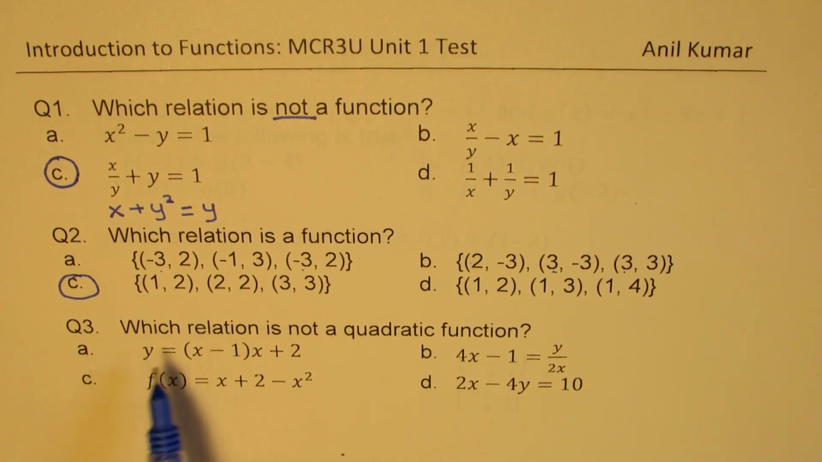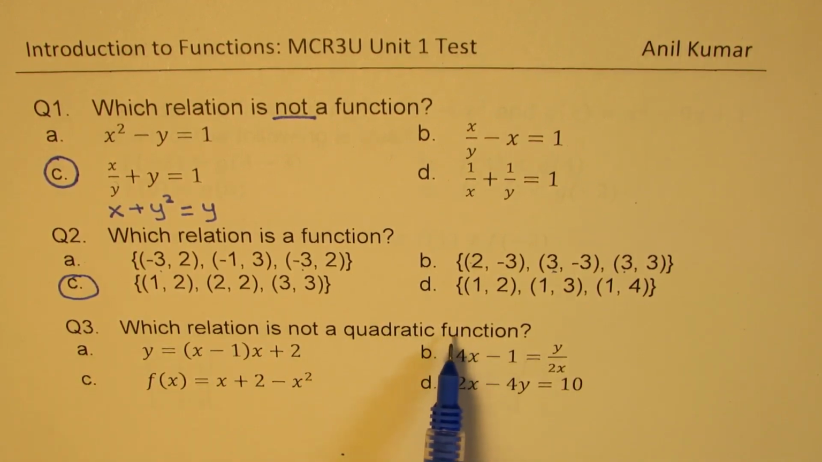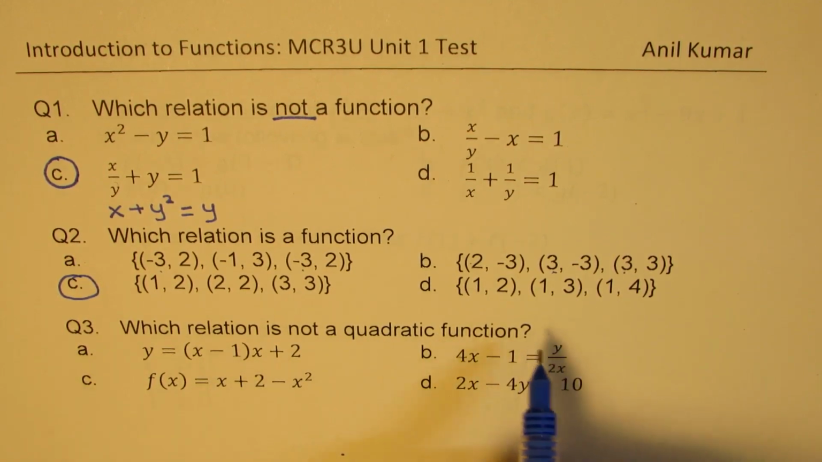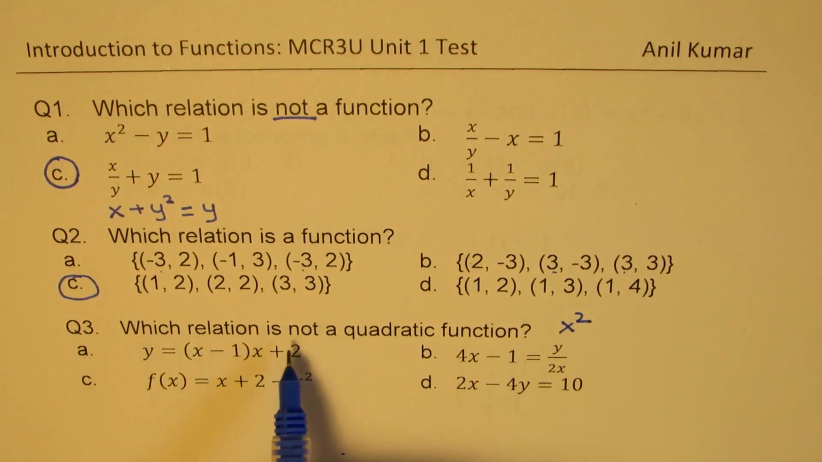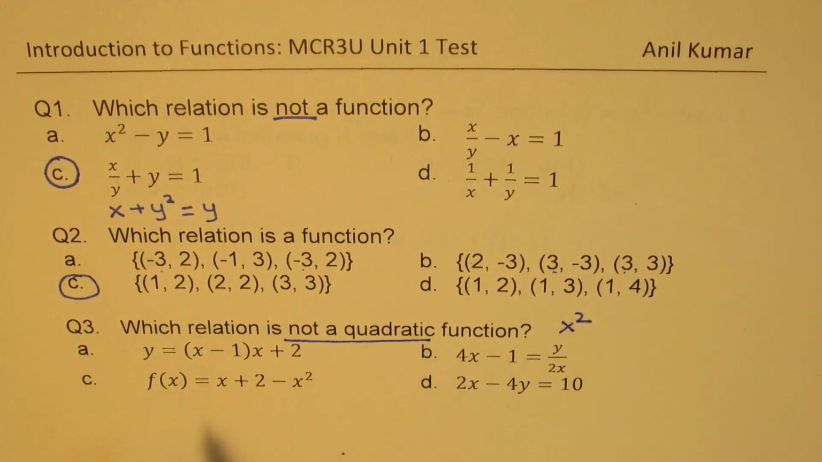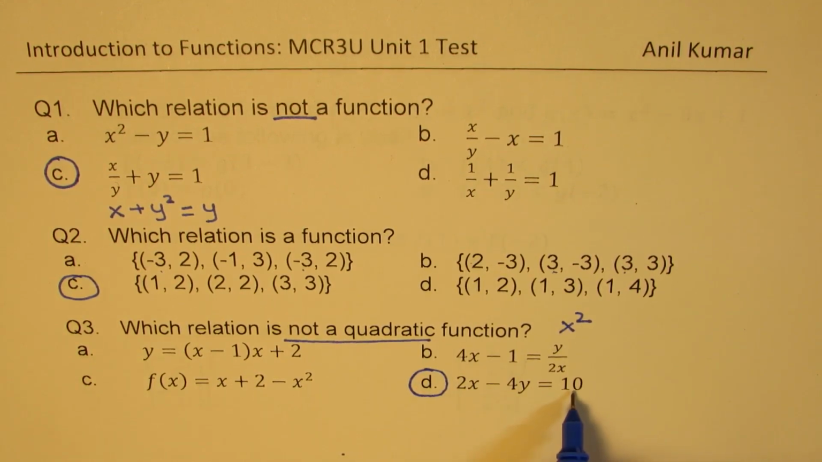Question number 3, which relation is not a quadratic function, right? So quadratic functions will be of the form y equals x squared. So we are looking for an x squared term, right? So we say which relation is not a quadratic relation, right? So it could be cubic or linear, but not quadratic. So clearly from here, we do have D. We are given the equation of a line, and this one is not a quadratic function, right?